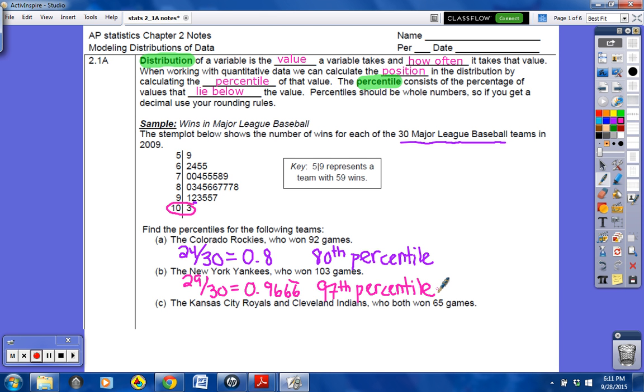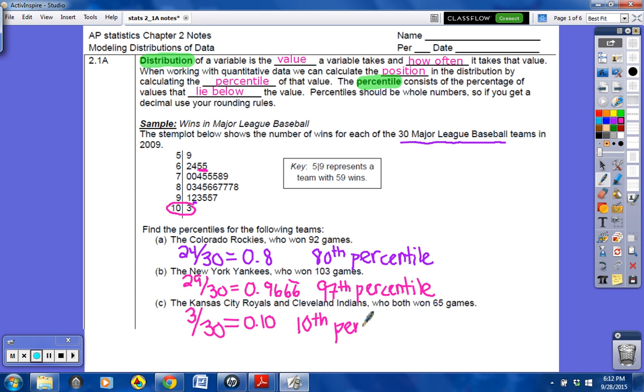Okay, our next one is the Kansas City Royals and the Cleveland Indians, who both won 65 games. So when we're looking at how many numbers are below 65, that is 1, 2, 3 numbers below, so 3 out of 30, which is 0.1, which is the 10th percentile.